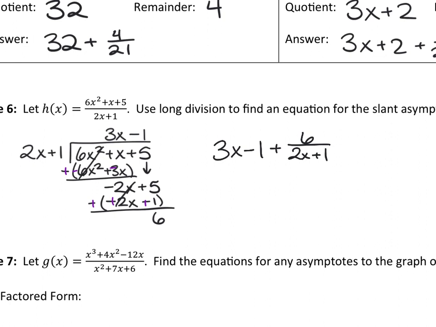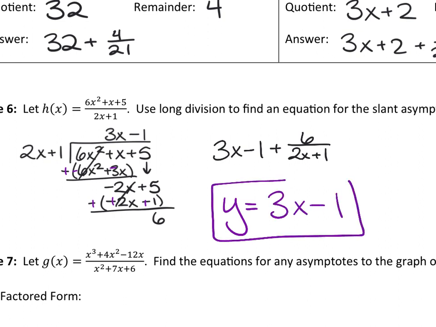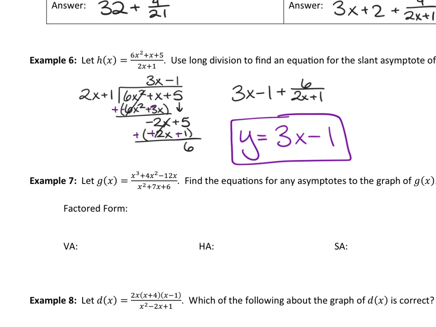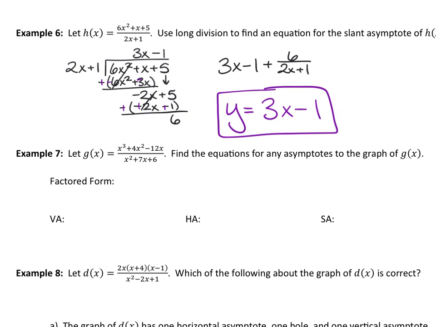But the slant asymptote is y equals 3x minus 1. I don't care about remainders. So we do have to use a lot of our Algebra 2 skills to be able to find slant asymptotes. If you need more help on long division, when I come back, make sure that you ask for help on that.